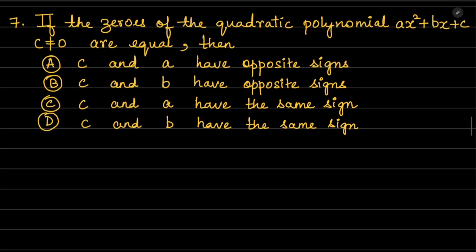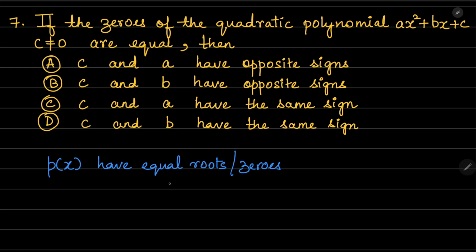If the zeros of the quadratic polynomial ax square plus bx plus c, where c is not equal to 0, are equal, then C and A have opposite signs, C and B have opposite signs, C and A have the same sign, and C and B have the same sign. So whenever you are given that the zeros of a polynomial p of x are equal, or that it has equal roots, there is something that you have to remember.